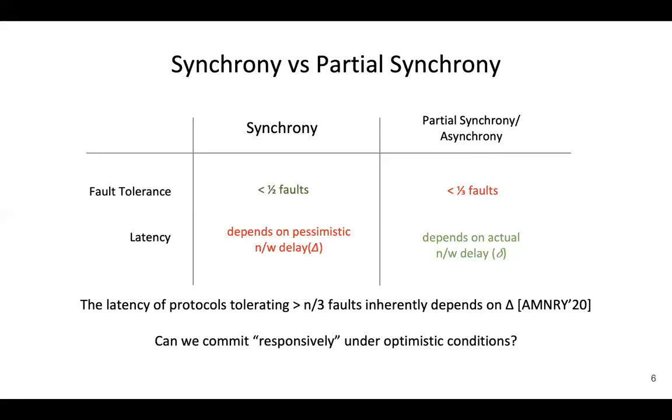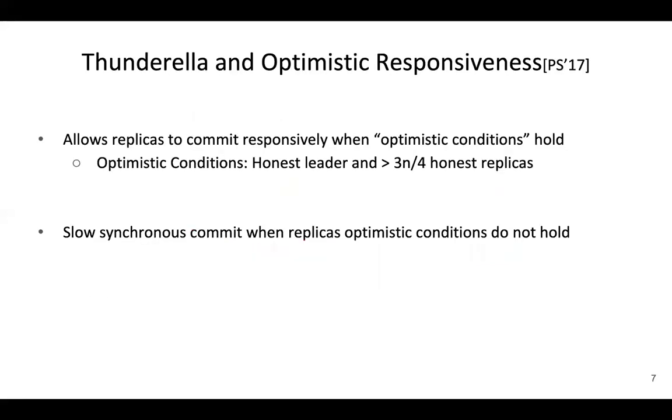The natural question then is to ask if we can allow synchronous protocols to commit responsively when certain optimistic conditions are met. This question was recently answered by a recent work, Thunderella, and they introduced the notion of optimistic responsiveness to achieve this. Thunderella is a synchronous protocol that tolerates minority corruption, and it allows replicas to commit responsively when certain optimistic conditions are met. Here, the optimistic conditions are that the leader is honest, and 3/4 of the replicas are honest. When the optimistic conditions are not met, the protocol commits in a slow synchronous path, and the commit latency depends on the big delta.